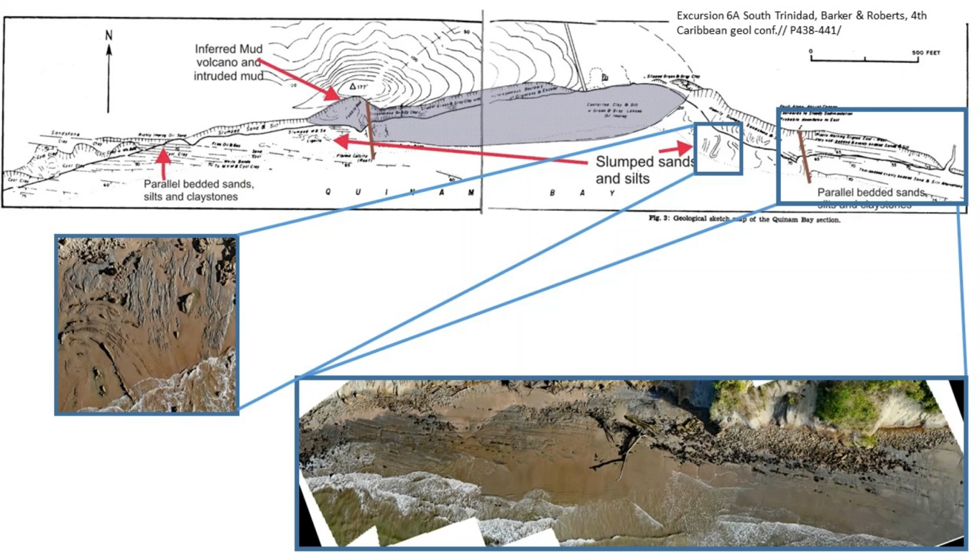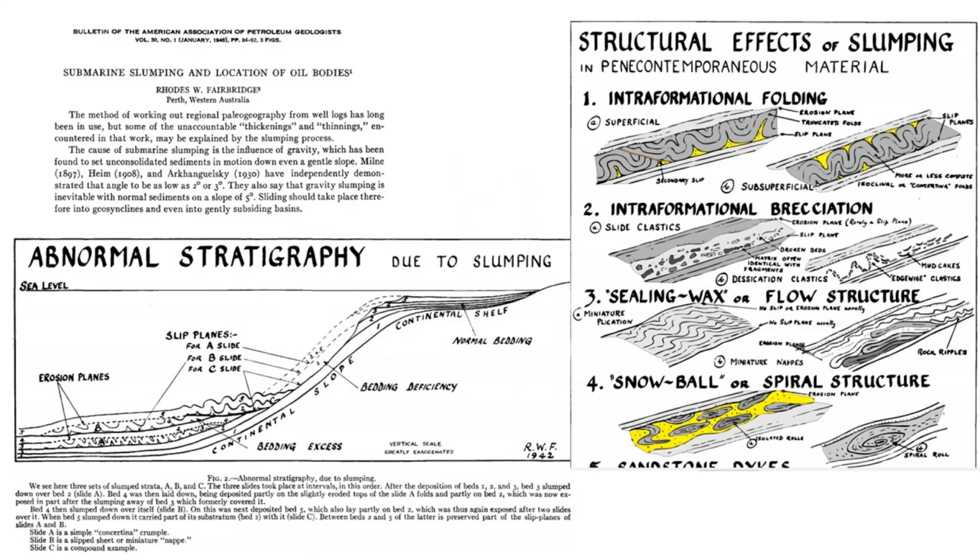Drone photos highlight the slump fold and parallel bedded claystones. At that time in 1965, the slump beds were interpreted to be mud flows associated with a mud volcano. We now know this view is incorrect. Slump clays and sandstones are present.